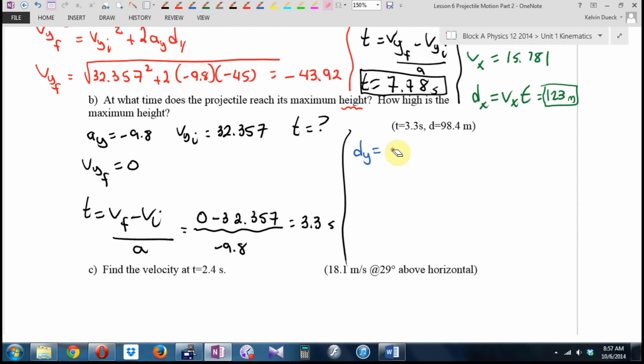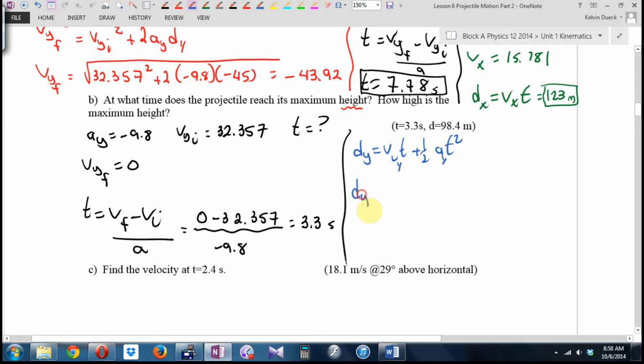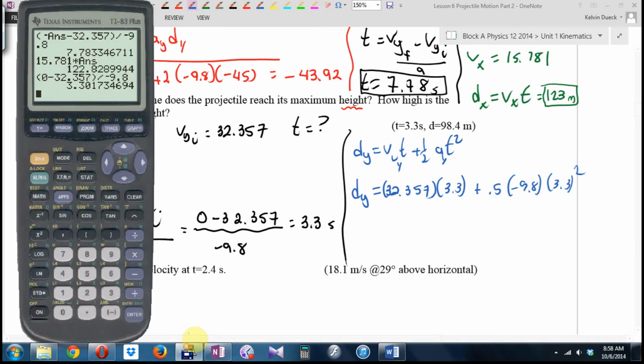So although I totally applaud that, and on a test I probably would, since this is in my homework, I'm going to gamble, and I'm going to go with the shorter one that has d by itself already. I'm going to use d equals vit plus a half at squared, where everything is vertical. And when I do that, I'm going to get 32.357 times 3.3 plus 0.5, negative 9.8, 3.3 squared, and I should get 98.4.